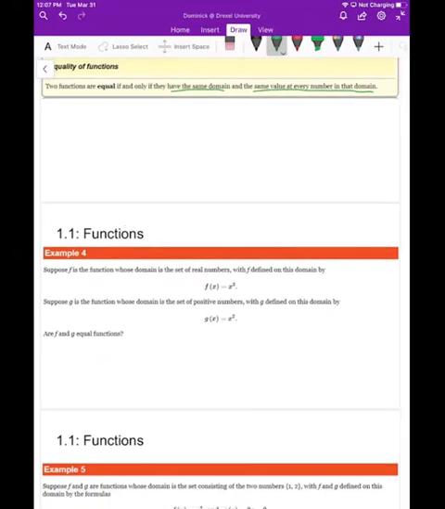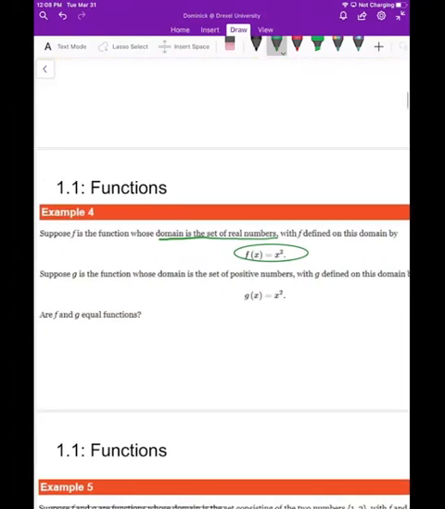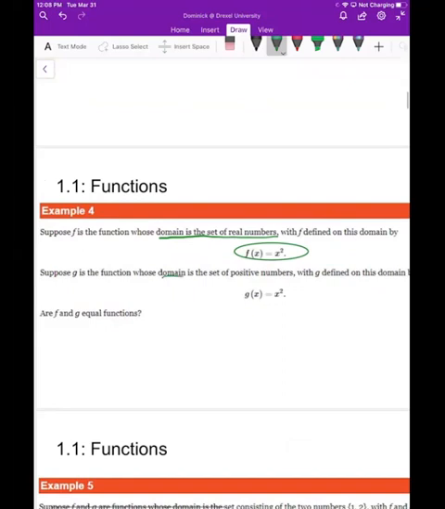So in example 4, we're told that f is the function whose domain is the set of real numbers, defined as f of x equals x squared. Now g is the function whose domain is the set of only positive numbers. So that should be a red flag right there. And then, of course, g of x is still defined as g of x equals x squared. All right. So the answer to whether they are equal, of course, is no, because they have different domains.